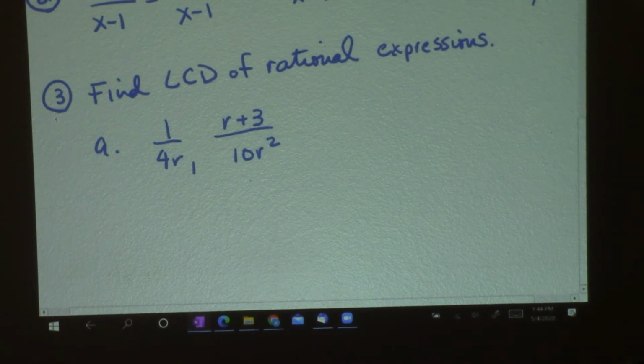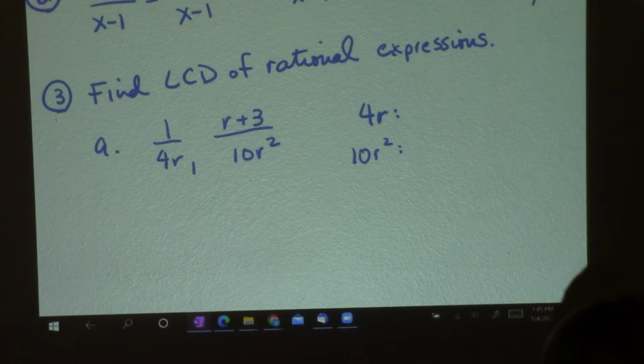So what do I have here? I've got 4r and I have 10r squared. And you can do this two ways. I'm going to show you both ways. Some of you like to have a more concrete step-by-step, detail-oriented solution, and others of you can kind of reason your way through it. So I'm going to show you both.